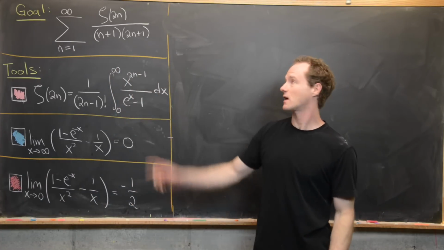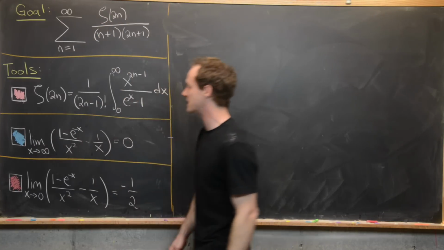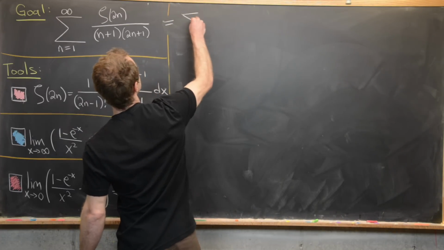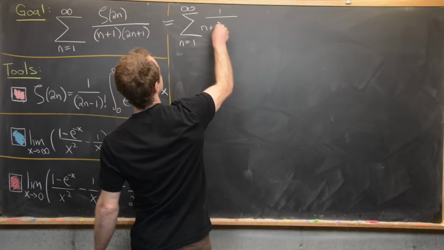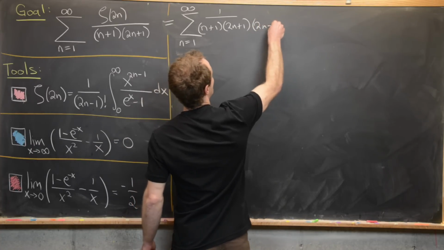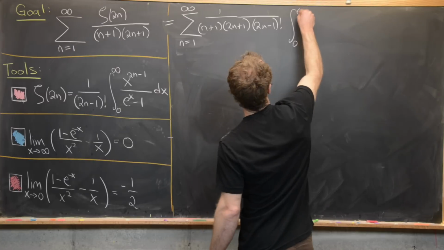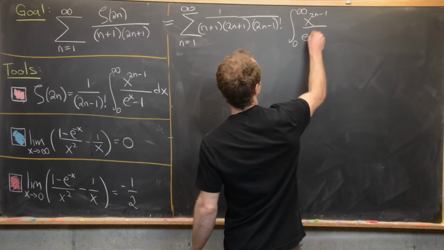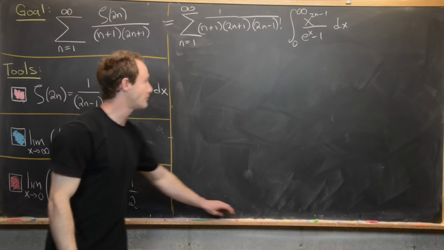And now we're ready to tackle our main result, which is this sum. So the first thing that I'm going to do is write every zeta function here using its integral representation. So that's going to allow me to rewrite this as the sum as n goes from 1 to infinity of 1 over n plus 1 times 2n plus 1 times 2n minus 1 factorial. And then this is all multiplied by the integral from 0 to infinity of x to the 2n minus 1 over e to the x minus 1 dx. Okay, good.